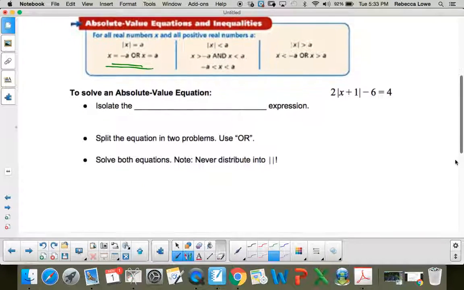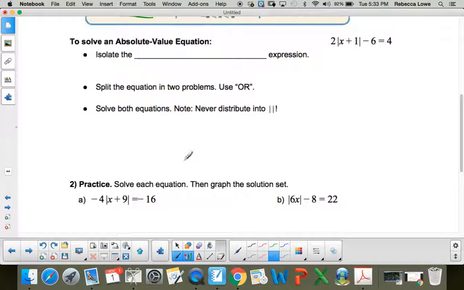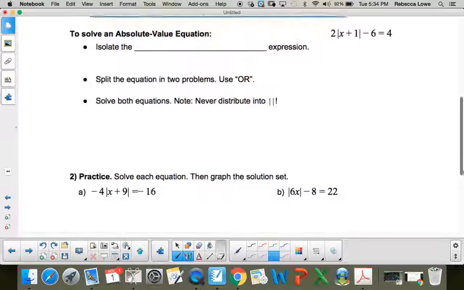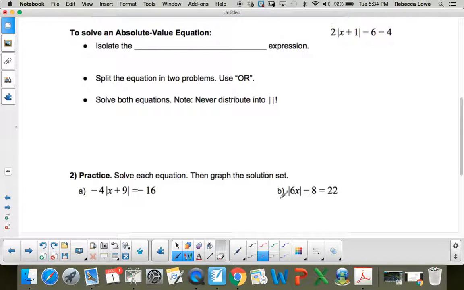So we're going to do this example together, and then I want you to practice A and B, and then I'm going to stop the video. The second part will be on inequalities. The first thing you're going to do when you're solving these is you always isolate the absolute value expression. Think of this absolute value expression as its own variable.